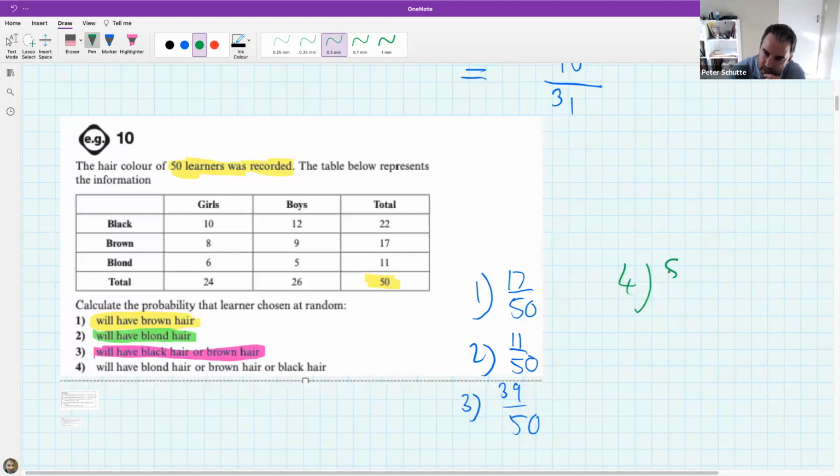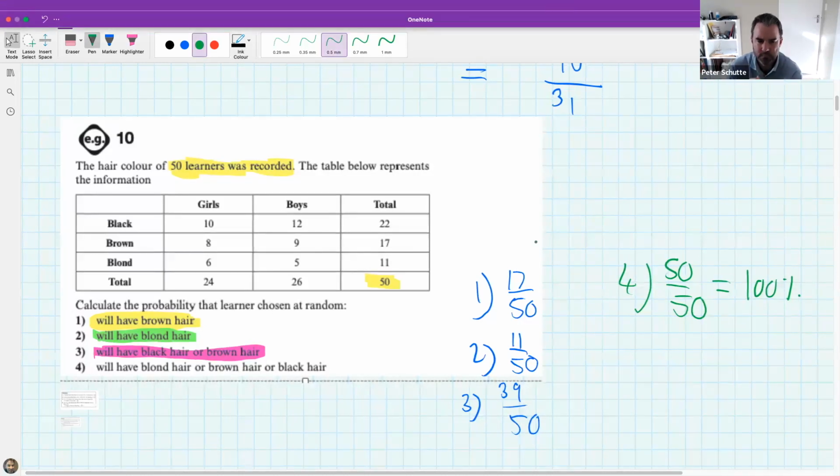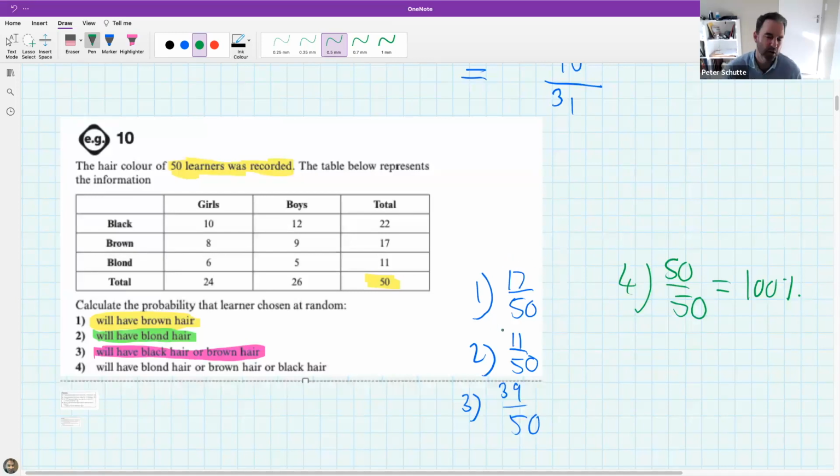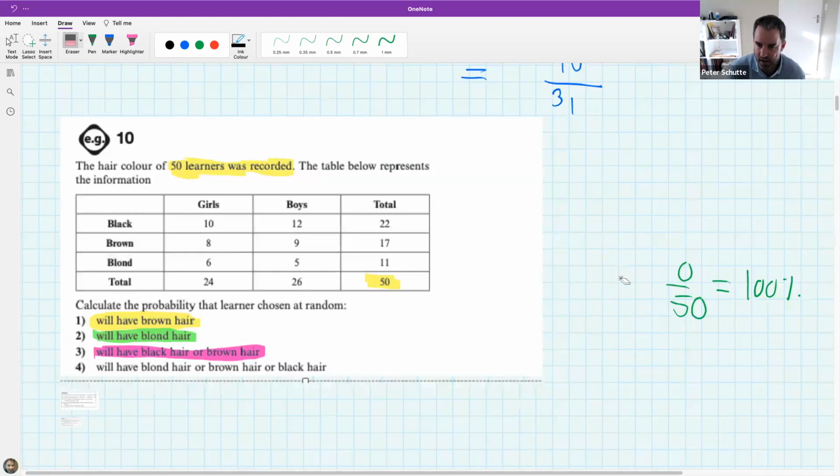Well, it's going to be 50 out of 50. And so there's a 100% chance of that. Yeah, okay, so that actually wasn't so hard. I think lots of you could read that off.